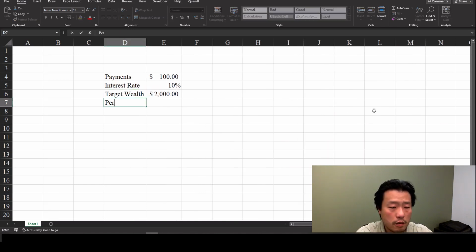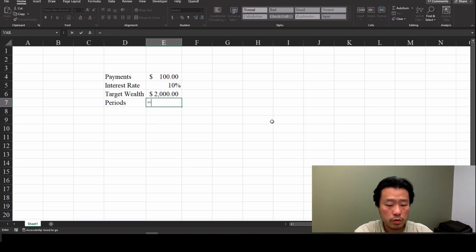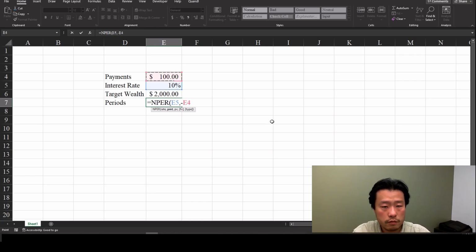To get the number of years to accumulate the $2,000, we need to use the NPER function. The interest rate is 10%. The payment will be minus 100 because you're paying for the wealth in the future, and the present value will be 0. And the future value will be 2,000 because you are going to get a positive cash flow in the future.